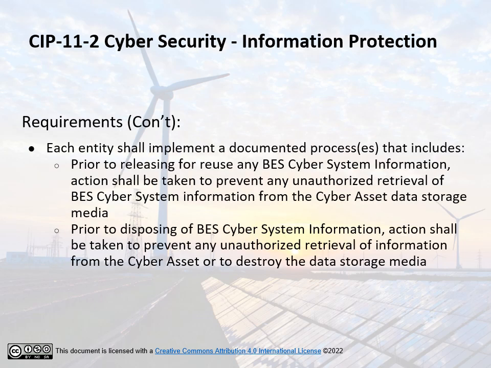CIP-011-2, Cybersecurity Information Protection. Requirements continued. Each entity shall implement a documented process that includes, prior to releasing for reuse any BES cyber system information, action shall be taken to prevent any unauthorized retrieval of BES cyber system information from the cyber asset data storage media. Prior to disposing of BES cyber system information, action shall be taken to prevent any unauthorized retrieval of information from the cyber asset or to destroy the data storage media.